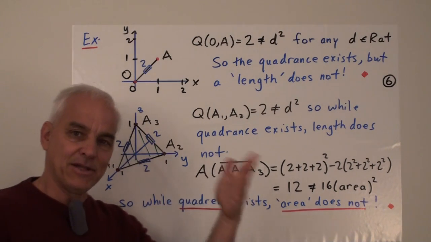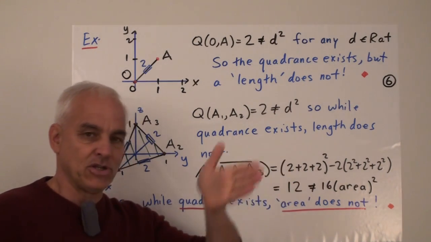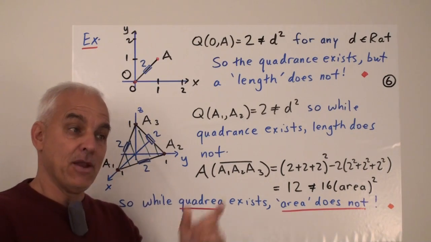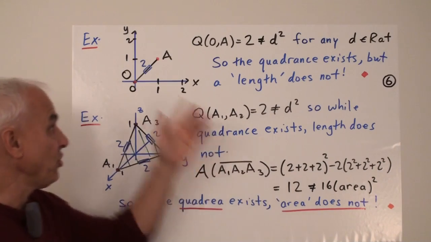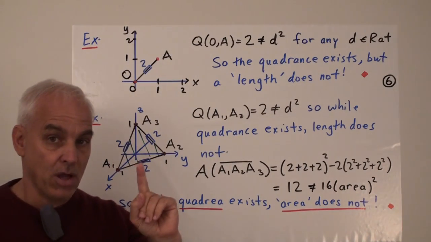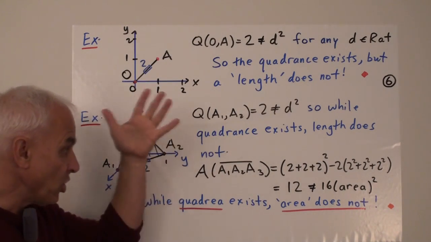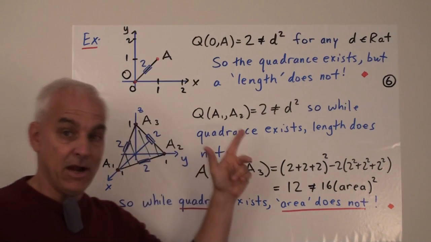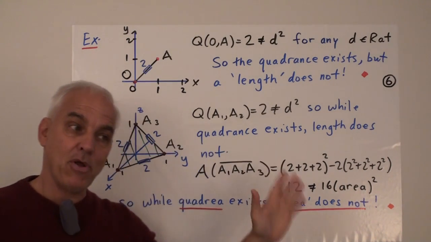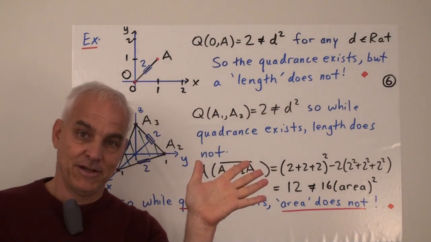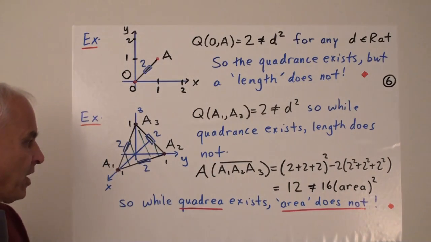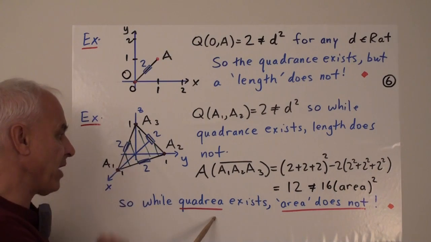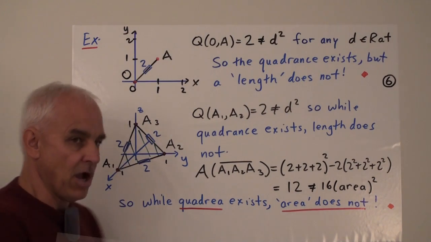So again, this is analogous to what happens when we go from 1 dimension to 2 dimensions with length. In 1 dimension, signed length works. But in 2 dimensions, signed length no longer works. Similarly, in 2 dimensions, signed area of a triangle works. But when we go to 3 dimensions, that notion breaks down in general. So while the quadrea of this triangle exists, the area does not.